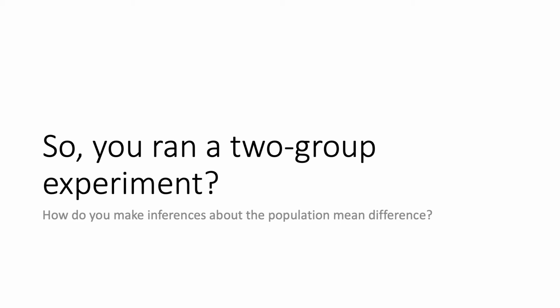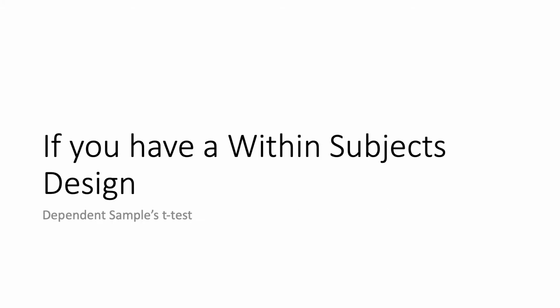So, building on last lecture, we're doing something very similar. You ran a two-group experiment. How do you make inferences about the population mean differences, which is what we're after? Well, today's discussion is about what you do when you have a within subjects design. This is called a dependent samples t-test. When you have a between subjects design, you use the independent samples t-test.